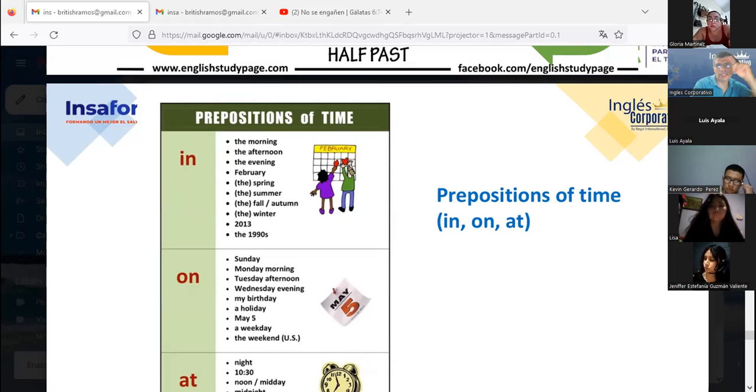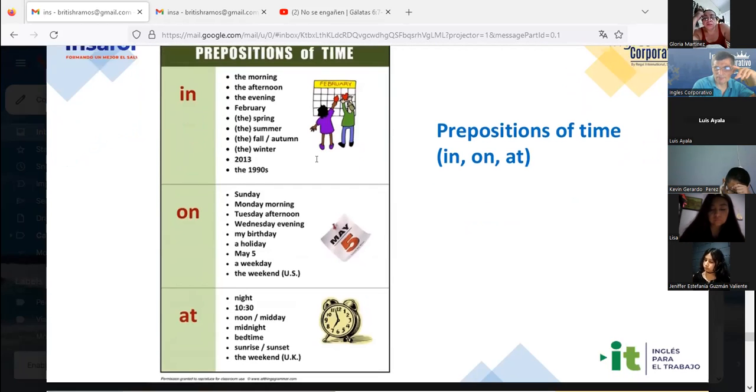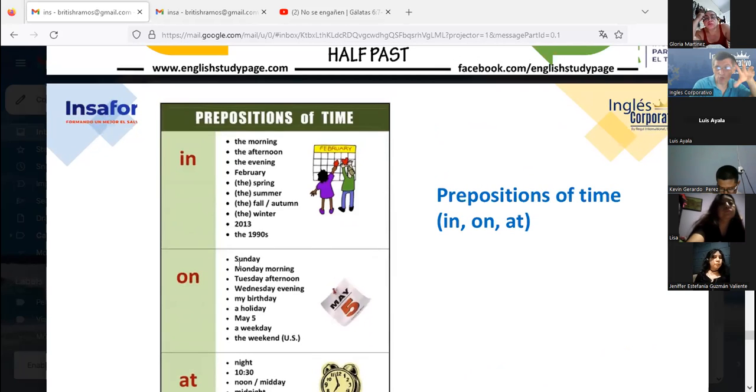For example, in the morning, in the afternoon, in the evening. But night is an exception. At night. So you say in the evening, in the morning, in the afternoon. Memorize: at night.